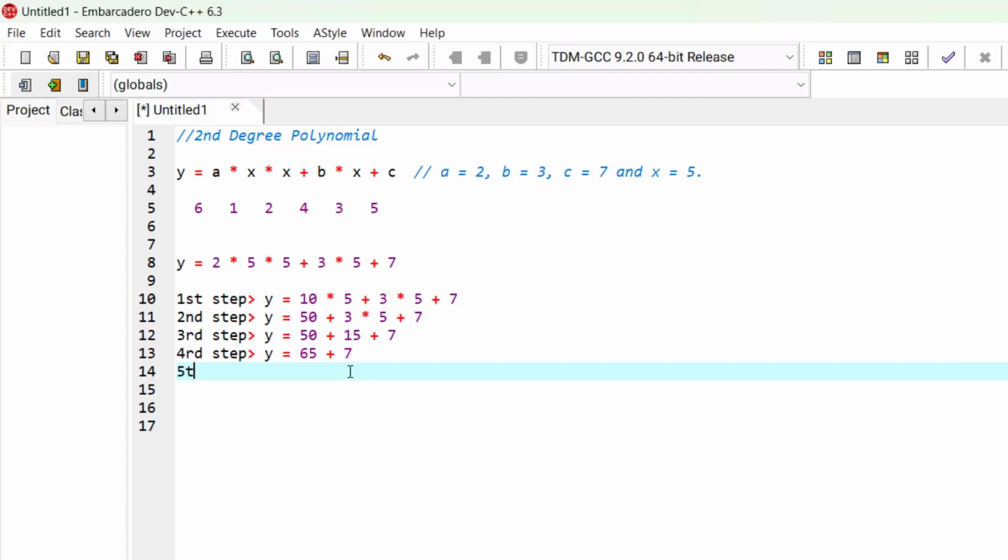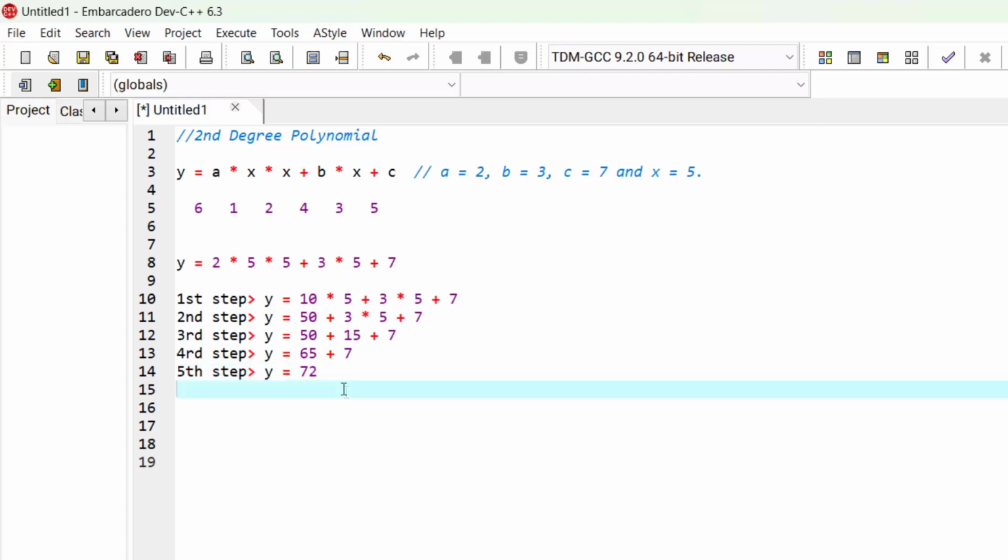The fifth step is going to be y is equal to this last addition in here. 65 plus 7 is equal to 72. And the sixth step is obviously the assignment of y to 72. The assignment of 72 to y, which is this assignment part, and y gets the value of 72. That's it for this episode. I hope you've got a good understanding of how precedence works in C, and I hope to see you in the next episode.